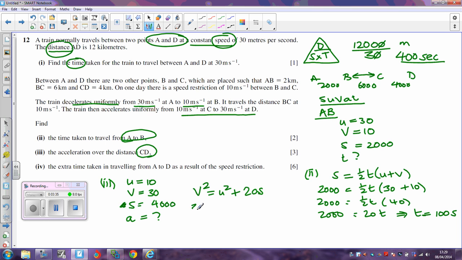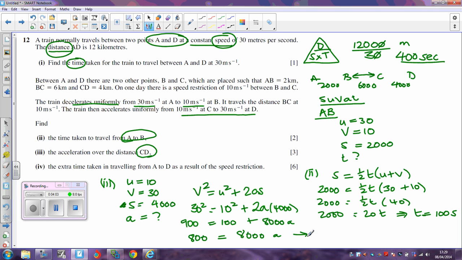Now if we put in the information, I've got 30 squared is equal to 10 squared plus 2a, and in this case s is 4,000. So 30 squared, well that's 900, is equal to 100 plus 2 times 4,000, well that's 8,000a. I'm going to subtract 100, so I've got 800 is equal to 8,000a, and if we divide both sides by 8,000, that gives me that a is 0.1 meters per second squared.